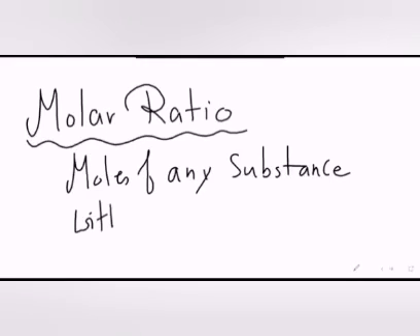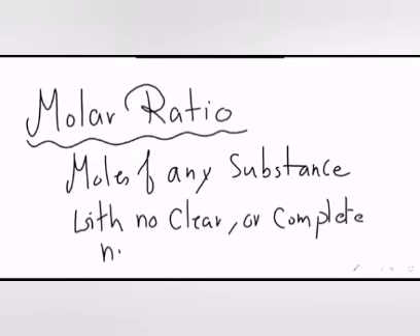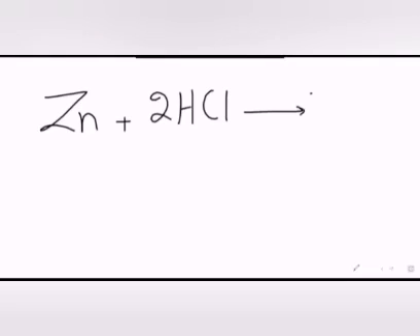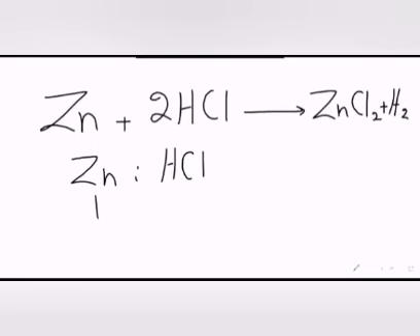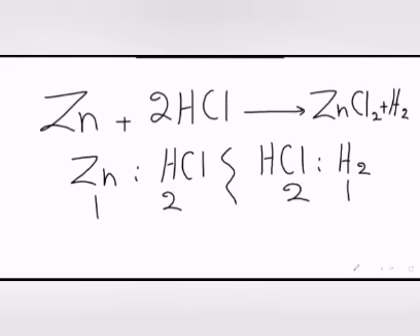So moles of any substance with no clear or complete numerical data can be calculated by the molar ratio. For example, if I write this equation for you and I ask you for the molar ratio between hydrochloric acid and zinc, you will say that the molar ratio here is 1 to 2. The zinc ratio with HCl is 1 to 2. HCl ratio with hydrogen gas is 2 to 1. You see, that's what I mean by molar ratio.